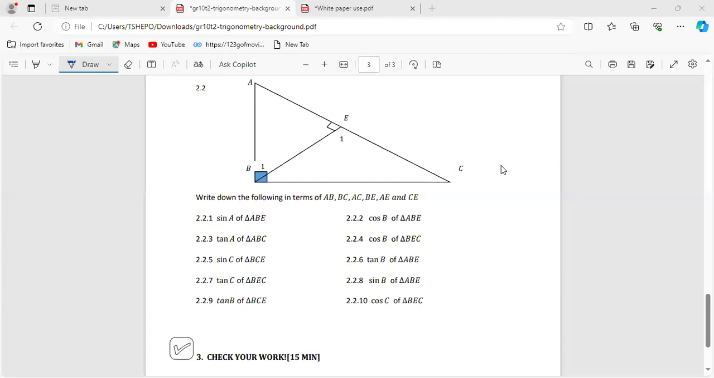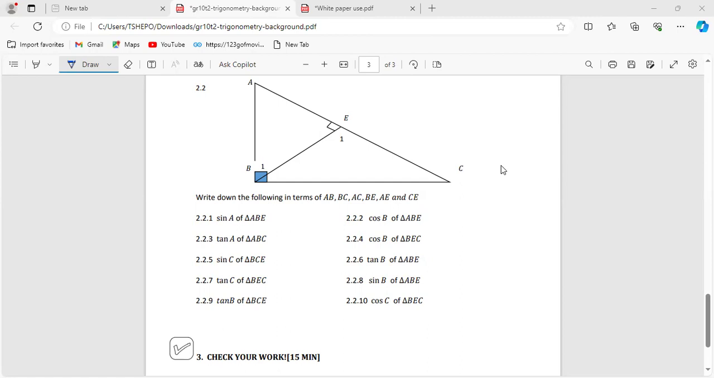All right then. So now we jump to example number 2.2. Now, number 2.2, we are just given the diagram. We have 3 triangles. The first triangle is triangle ABC, the big triangle. And inside of this triangle, we have 2 triangles, which are ABE and triangle BEC. I hope we can all see these triangles, right? Now the statement says to us, write down the following in terms of AB, BC, AC, BE, EF, and CE. All of these sides are sides of these triangles that we see over there.